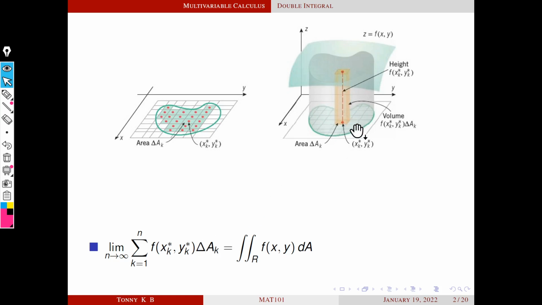Then we take the sum of all such parallelepipeds, that is approximately the volume of this shape, and that approximation is better when n tends to infinity, and we denote this infinite sum by the double integral. So this is one interpretation of this double integral. In this session we will see another interpretation of this infinite sum and this double integral.